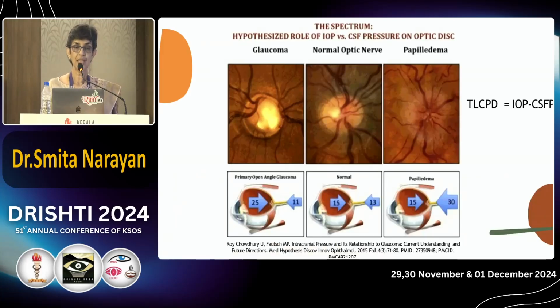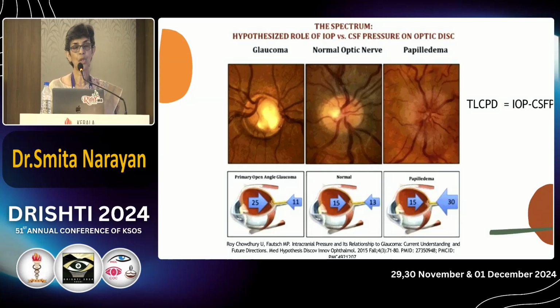There is another very interesting theory which is about the translamina cribrosa pressure differential. Most of you would be familiar with that, but I just want to reiterate that in a normal optic disc, there is a very delicate balance between the normal intraocular pressure and the cerebrospinal fluid pressure. This pressure differential in the glaucoma patient, where the intraocular pressure is high and the cerebrospinal fluid pressure is normal, causes the cupping of the optic disc. On the other hand, when the cerebrospinal fluid pressure is high with a normal intraocular pressure, it causes a mushrooming of the optic disc, and that's because of the translamina cribrosa pressure differential.